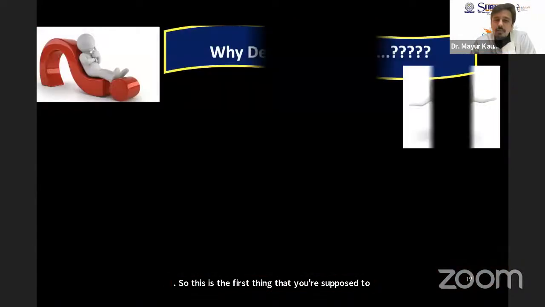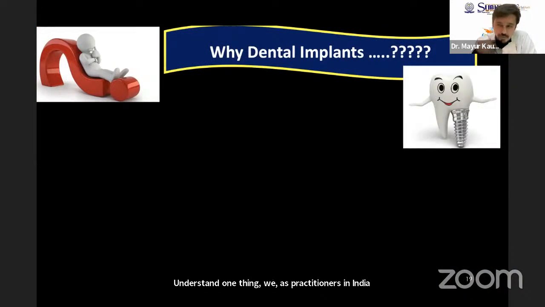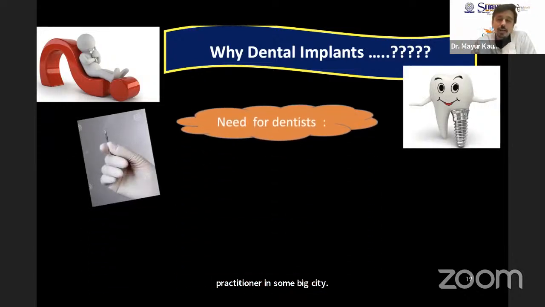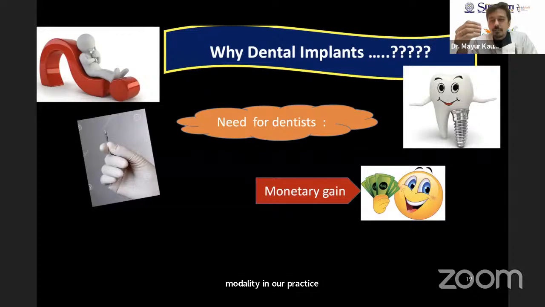So please understand one thing. We as practitioners in India, be it a small town practitioner like me, or a practitioner in some big city, we require dental implants. So why do we require implants in our practice? Firstly, monetary gain. No other modality in our practice offers even half, or let's say a quarter, of the amount of money which implants offer. So basically, implants are the money makers. They are the main bread earners in practice today. If you want to be successful, implants have to be part and parcel of your practice.